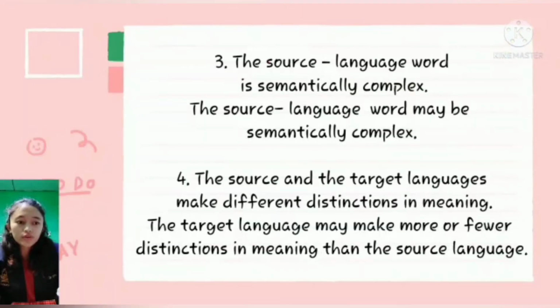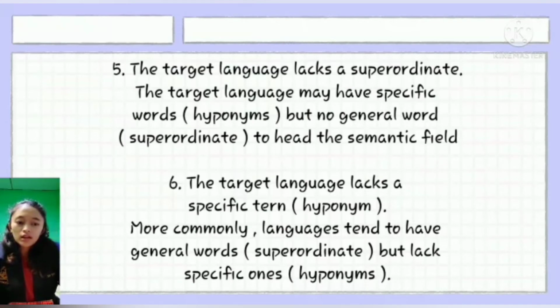And the third is that the source language word is semantically complex. And the fourth, the source and the target language make different distinctions in meaning. The target language may make more distinctions in meaning than the source language. Number 5 is that the target language lacks a superordinate. The target language may have specific words or hyponyms, but no general word or superordinate to head the semantic field. Number 6, the target language lacks a specific term or hyponym. More commonly, languages tend to have general words or superordinates, but lack specific ones or hyponyms.